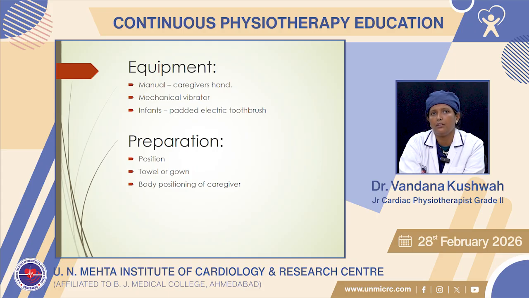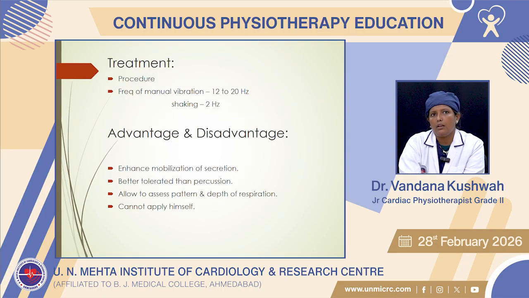In equipment, we continue with manual caregivers, and these are also passive techniques, in which a mechanical vibrator, an infant padded electric toothbrush are used. Preparation: the patient is put in a different PD position. We also use a towel, gown, and body position of the caregivers. In the treatment procedure, the frequency of manual vibration is between 12 to 20 Hz and shaking is at 2 Hz.